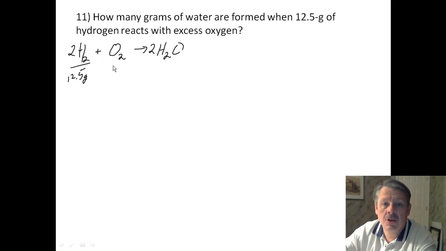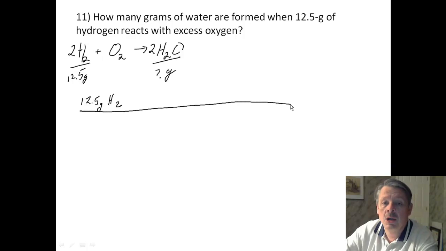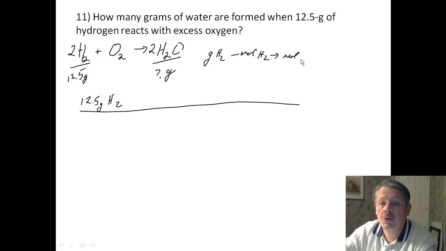We have excess oxygen, so we don't have to worry about that. And the question is, how much water do we come up with in grams? Okay, so let's start with the information that we're given, which is 12.5 grams of hydrogen gas. And what we're going to have to do is go from grams of hydrogen to moles of hydrogen. From that we have to go to moles of oxygen, moles of water. And then we have to go to grams of water.